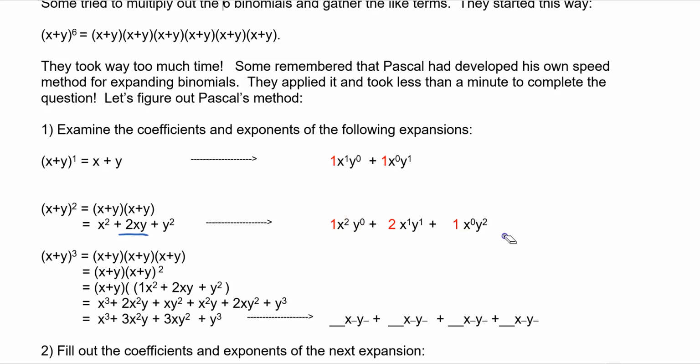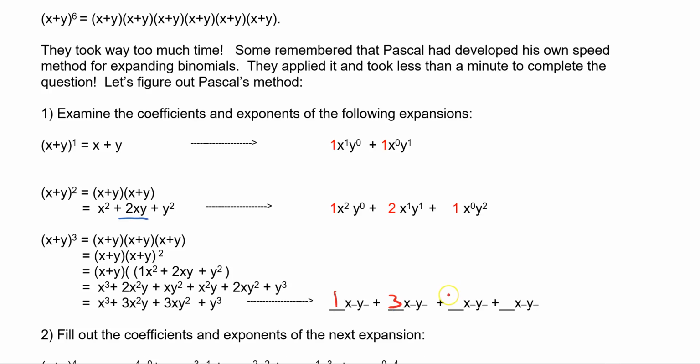Now, the last one that I have here, (x + y) to the power of 3. This time I'm going to write in what the coefficients are. x³ has a coefficient of 1. Then we have 3x²y, 3xy², and then y³. So we have coefficients of 1, 3, 3, 1. Now, if I write in the exponents, the first term has x to the power of 3, and there's no y variable, so y to the power of 0. The next term is x², y to the power of 1. Then we have x to the power of 1, y², and finally x to the power of 0, y³.